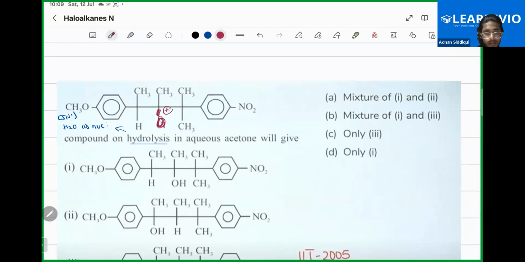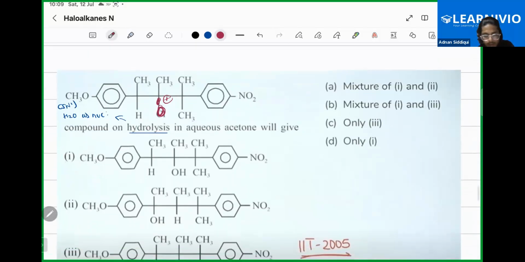3 degree. If possible, H2O can attack here. But suppose I shift this hydrogen here and produce a positive charge here. Is this positive charge again 3 degree or not?